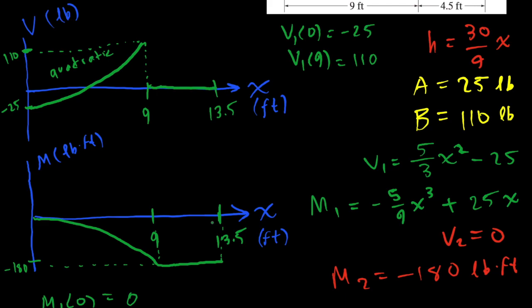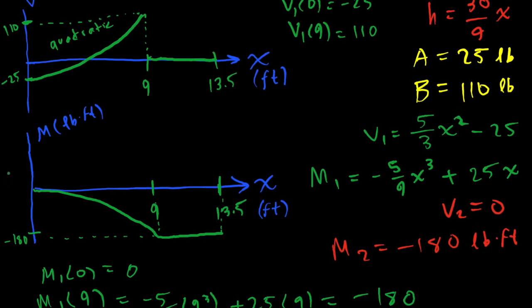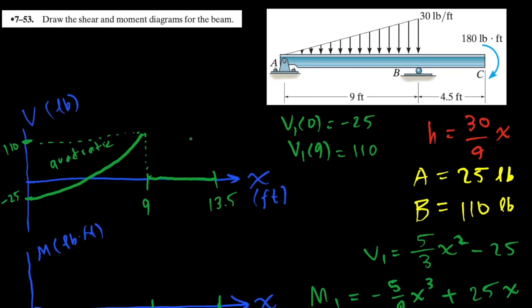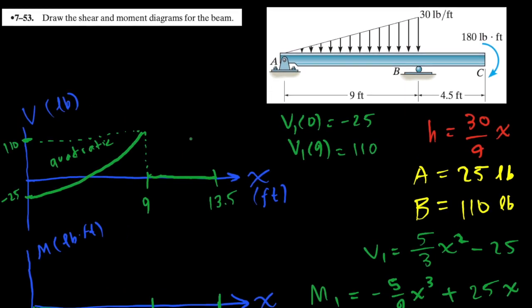So again, this is pretty much it. The only thing I'd say is that this is a polynomial, and it is pretty obvious that these regions are flat. So that concludes the whole shear diagram for this question, and also the moment diagram.